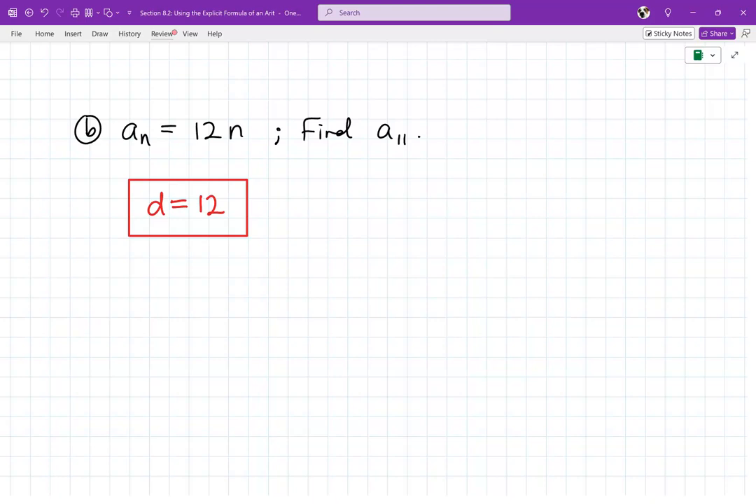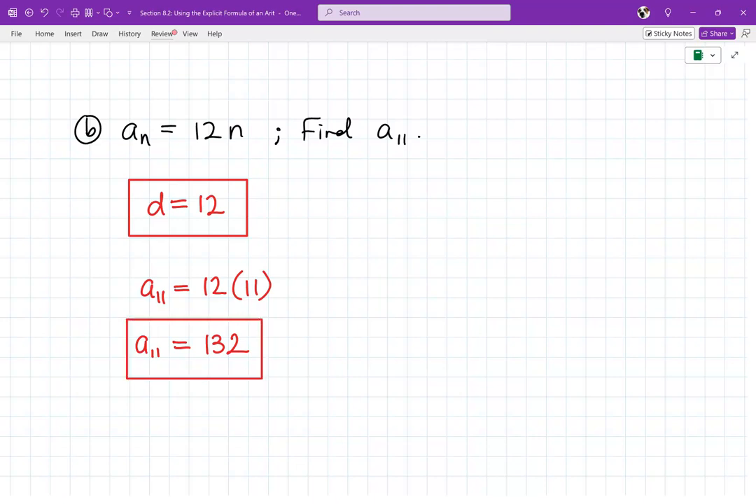Now, let me find a sub 11. So a sub 11, I'm going to plug in 11 where the n is. So 12 times 11. Well, that comes out to 132. Okay, and I'm done. That's it.